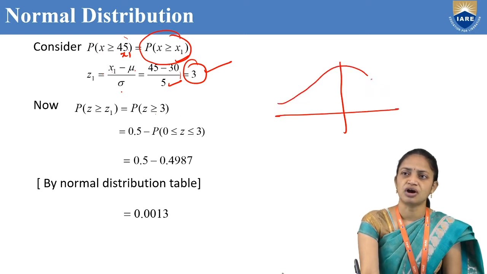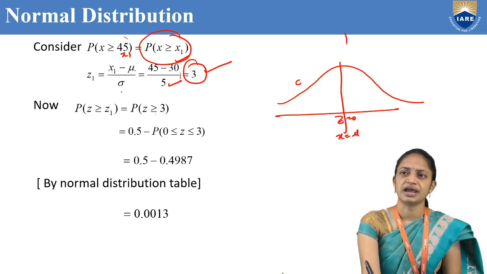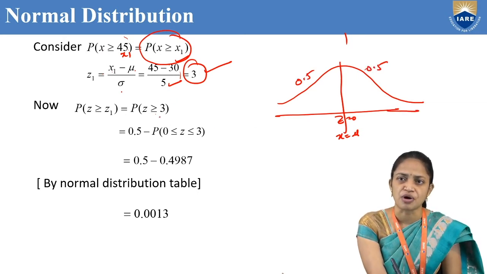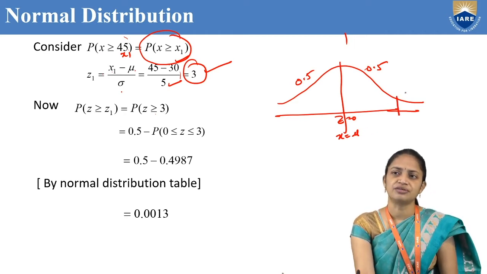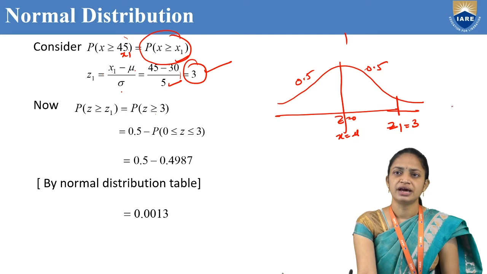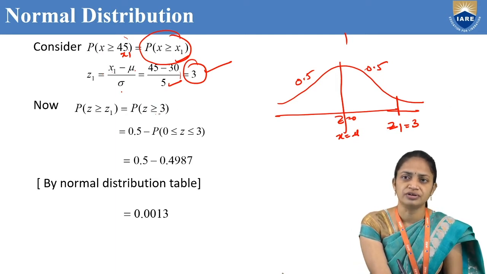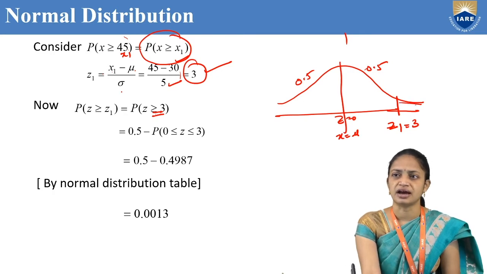We know that the normal curve is symmetric about z equal to 0 and x equal to mu, and the total area is 1, with 0.5 on each side. Here we have a positive value, so we have to take it on the right side of the curve, that is z1 equal to 3. Here we have a greater than or equal to symbol, so we have to take the right side area.